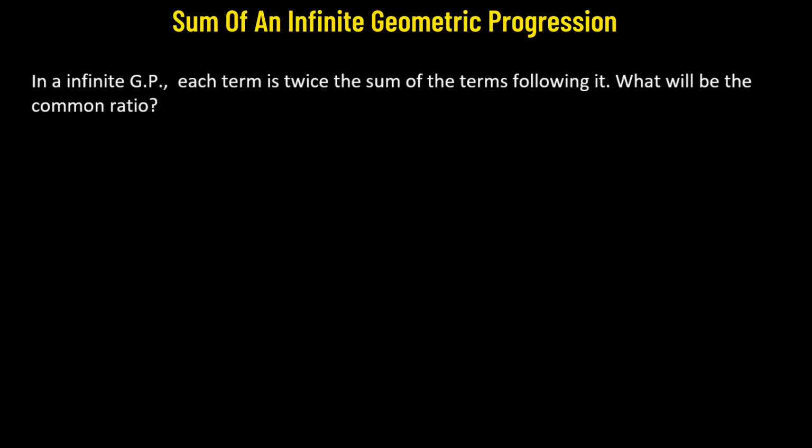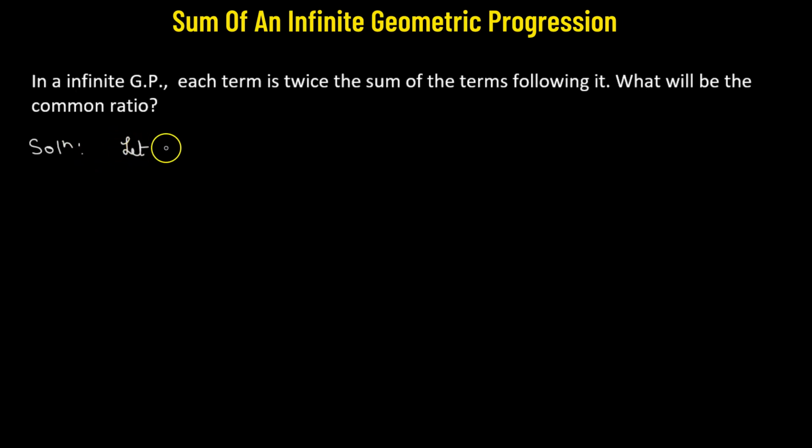We have an infinite geometric progression, and there is a condition that each term, that means any term we consider, is going to be twice the sum of the terms following it. We need to obtain the common ratio. So let's begin. First we'll have to specify the first term and the common ratio.